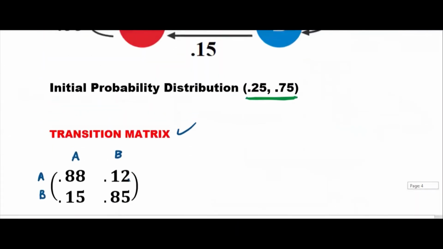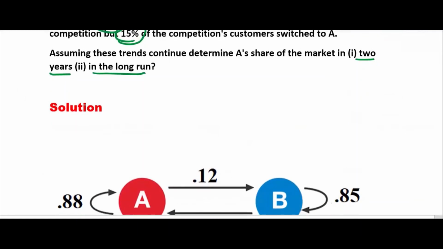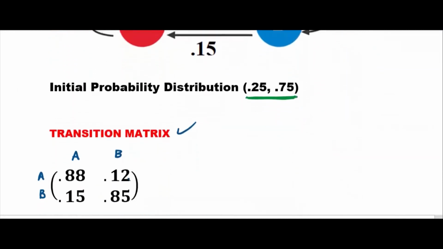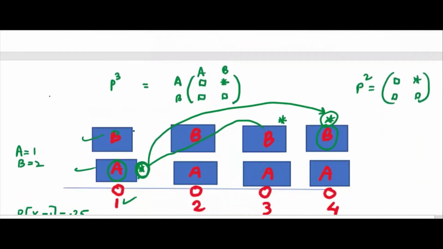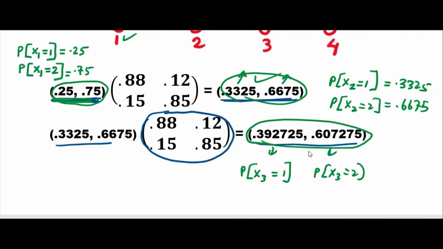If you go to the question once again, it says 2 years. Assuming these trends continue, determine A's share of the market in 2 years. Okay, 2 years, 1 to 2, 2 to 3. This is in 1 year. This is initial distribution. This is after 1 year. This is after 2 years. That means 39%, from 25% it increased to 39%, almost 40%.